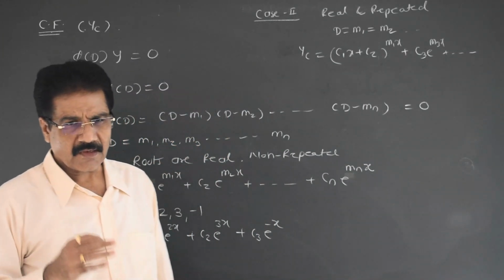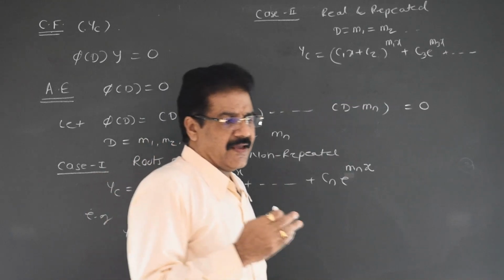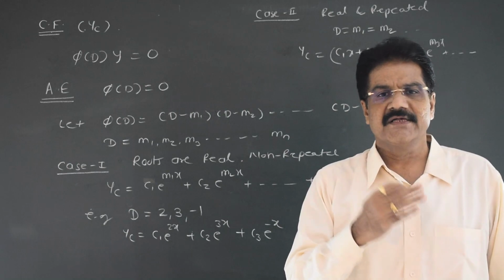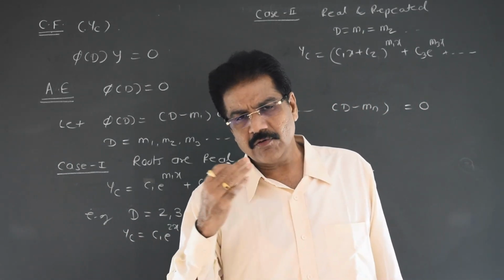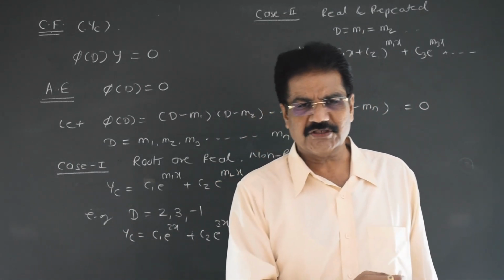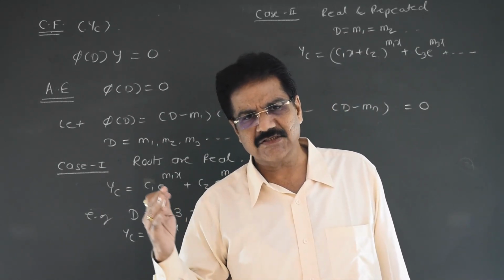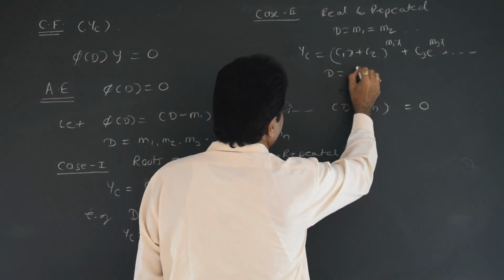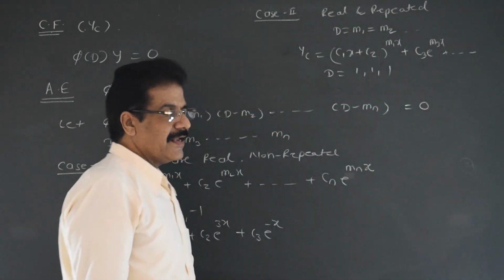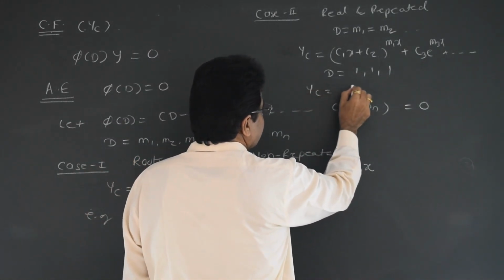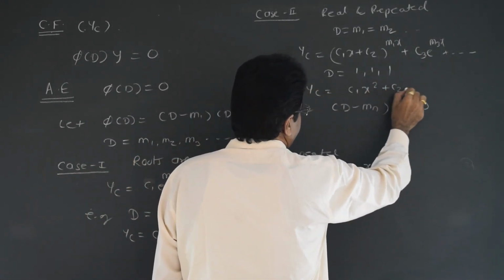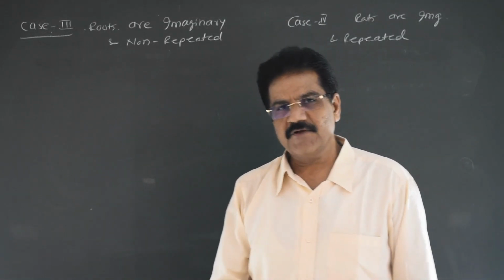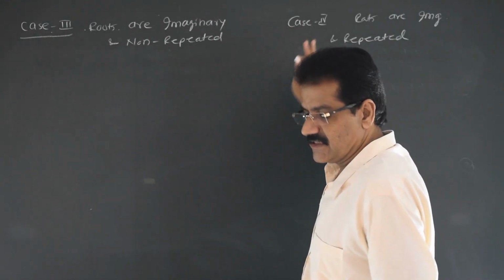or c2. If there is a case of m1 is equal to m2 is equal to m3, then you have to make a group of c1, c2 and c3, and we have to take x square as the coefficient of c1, x as the coefficient of c2, and so on. For example, if you take D is equal to 1, 1, 1, then the solution is given by yc is equal to (c1x square plus c2x plus c3) e raised to x. So let us proceed to case number 3 and then case number 4.